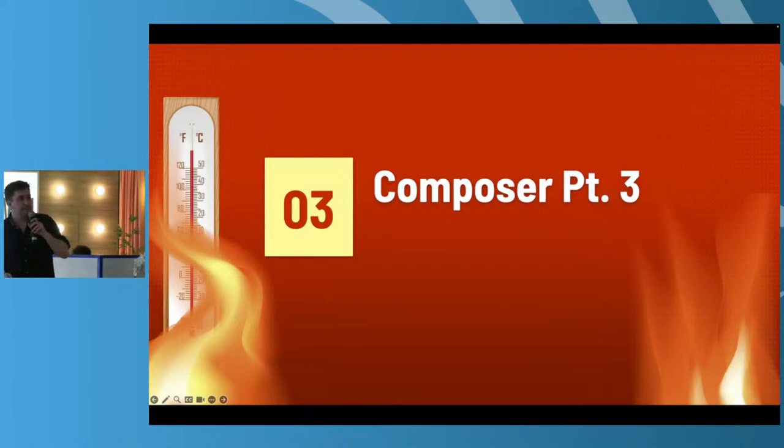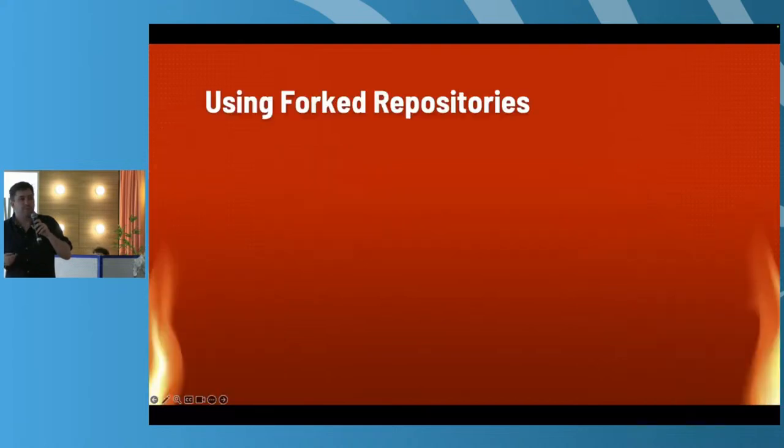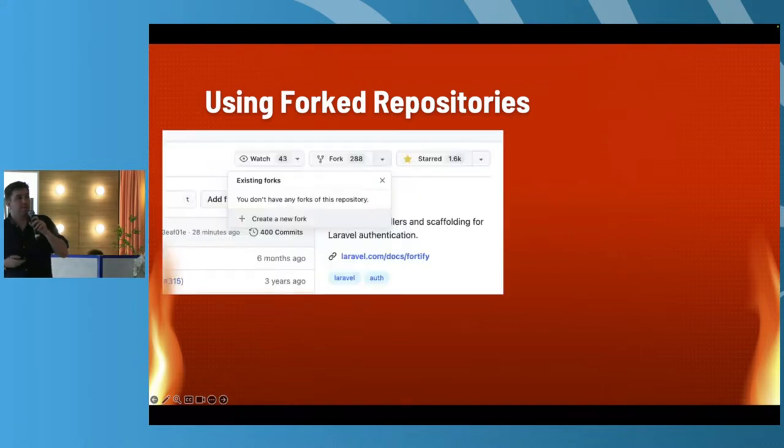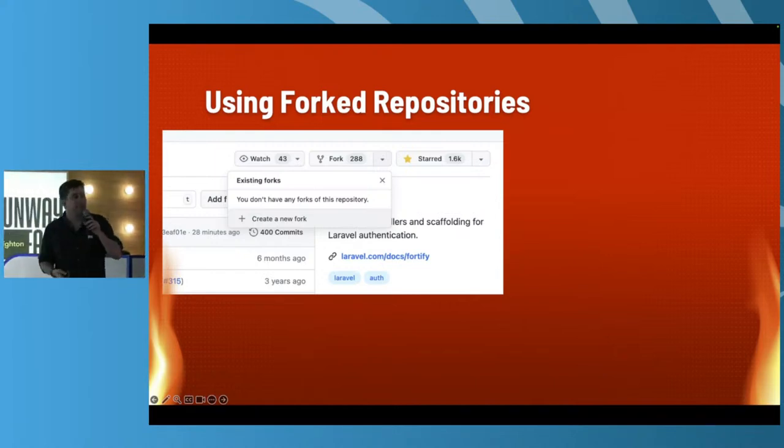The next aspect of Composer is how do we deal with abandoned packages? So this can be really difficult when you are stuck with something that people are no longer working on, and how do you get around that? So the trick here is what we can do is actually fork on GitHub. So even if that package is abandoned, we can make our own version of it by forking it.